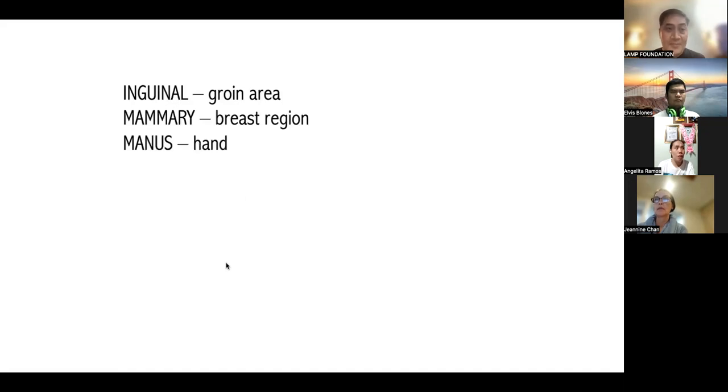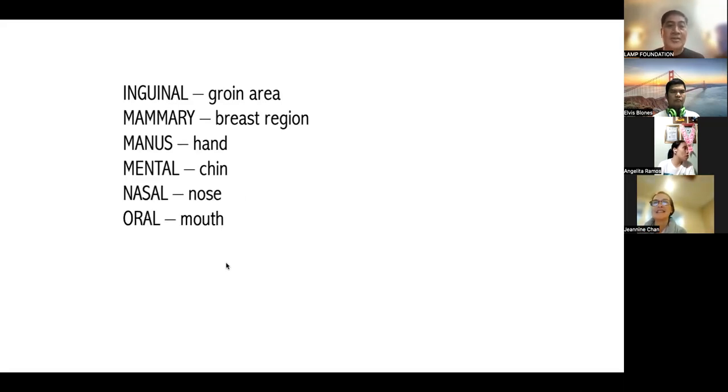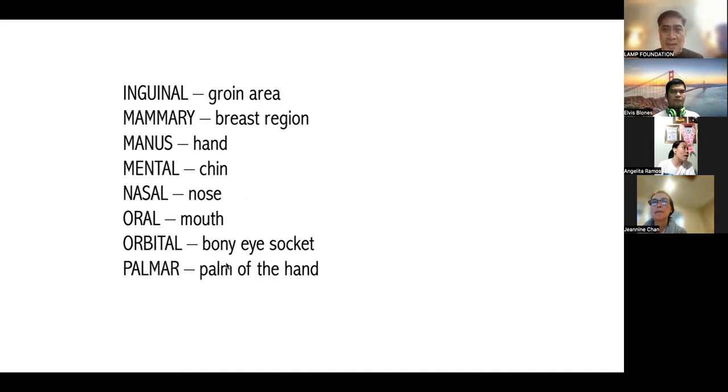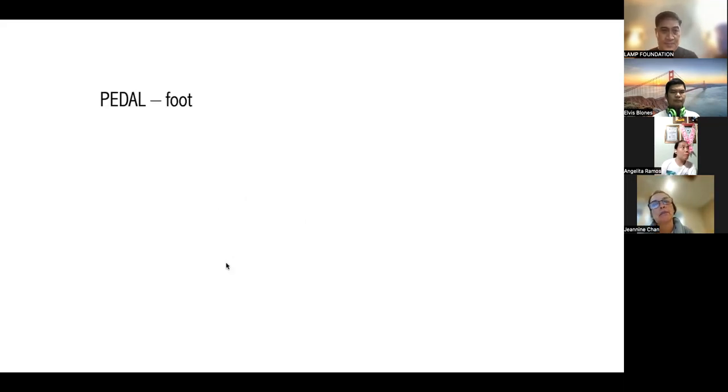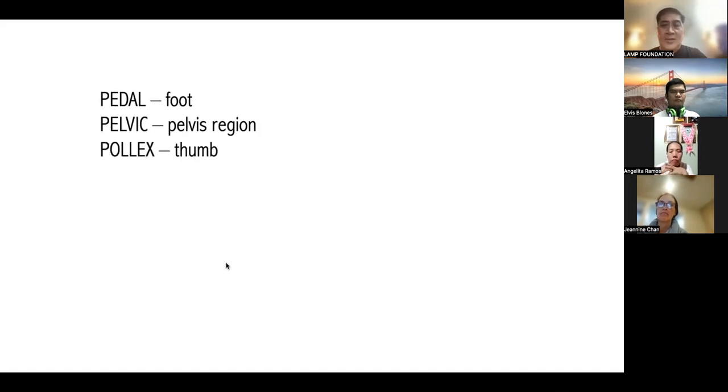Mammary, breast region. Manus, hand. Mental, chin. Nasal, nose. Oral, mouth. Orbital, bony eye socket. Palmar, palm of the hand. Patellar, anterior knee or kneecap region. Pedal, foot. For those of you who play the piano, you know what this is. Pelvic, pelvis region. Pollex. The plural is pollicis. That's thumb. Calcaneal is heel of foot.